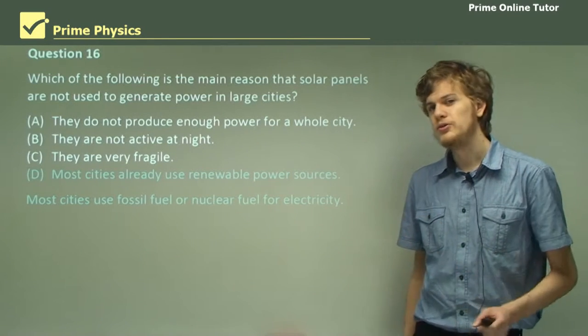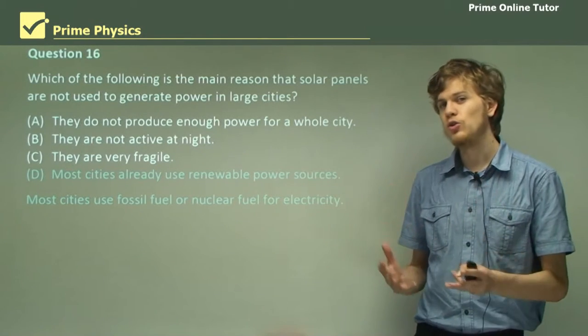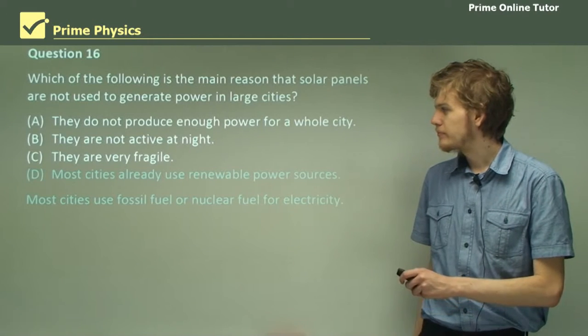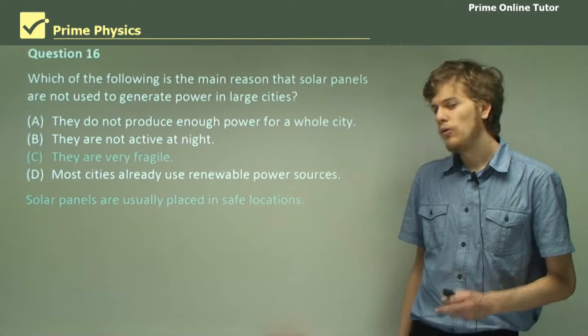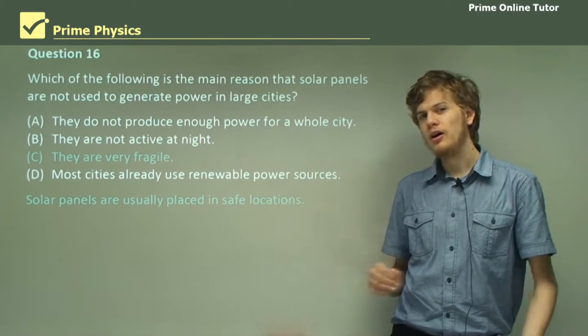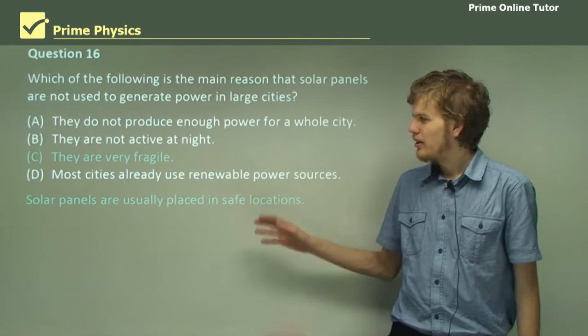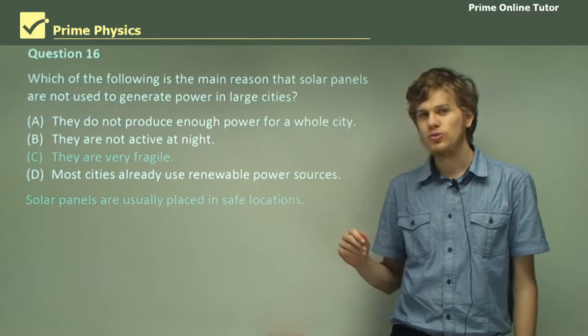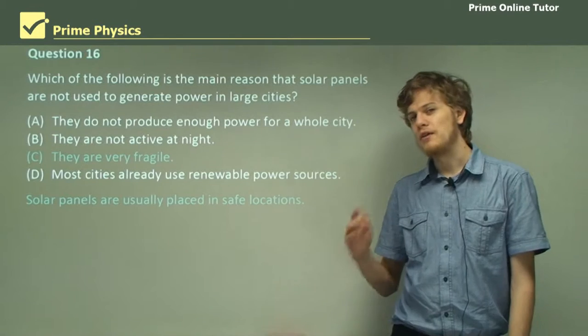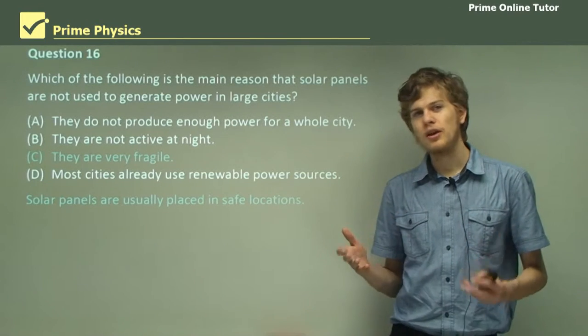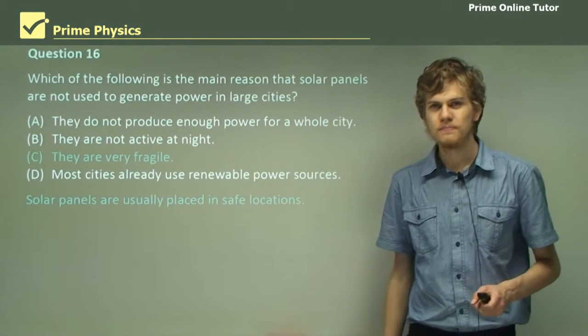So this is not the reason we don't use solar panels. While solar power panels are kind of fragile, that's not the reason they're not used. We can always put solar panels out of the way so that they can receive a lot of sun, but are protected from other things.